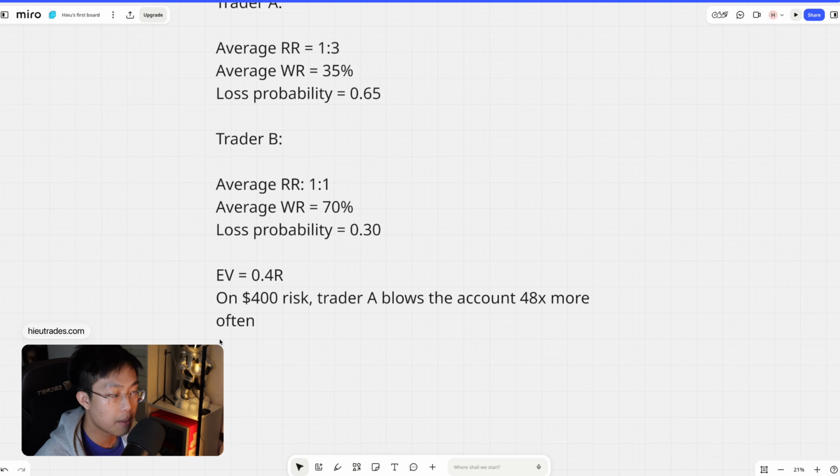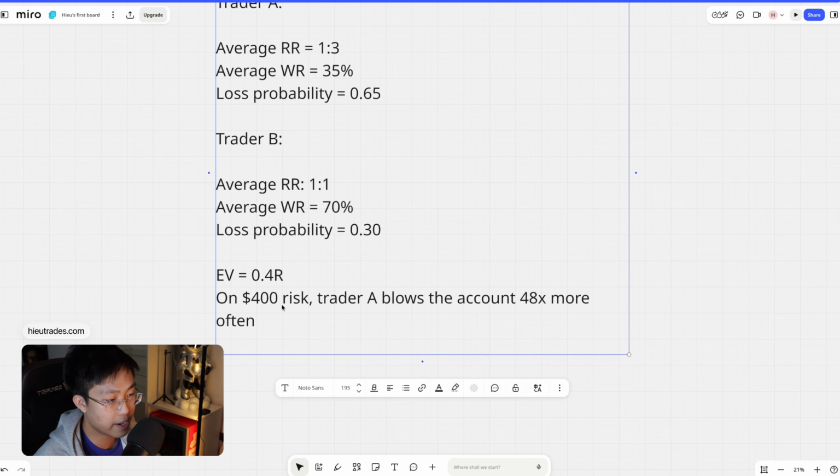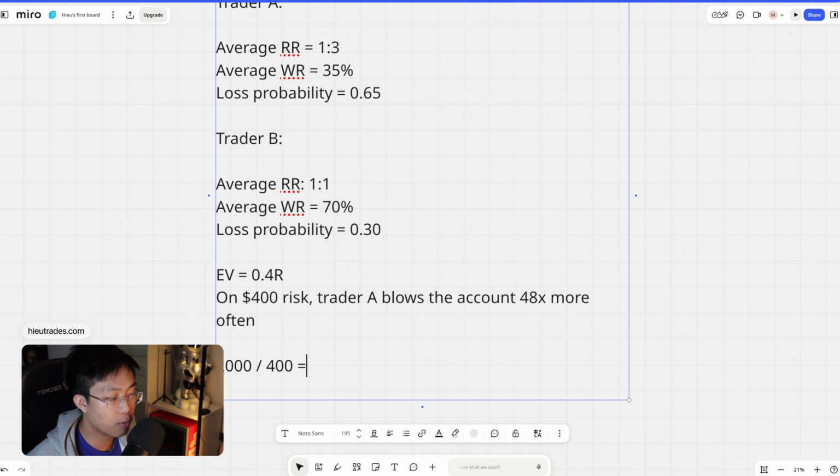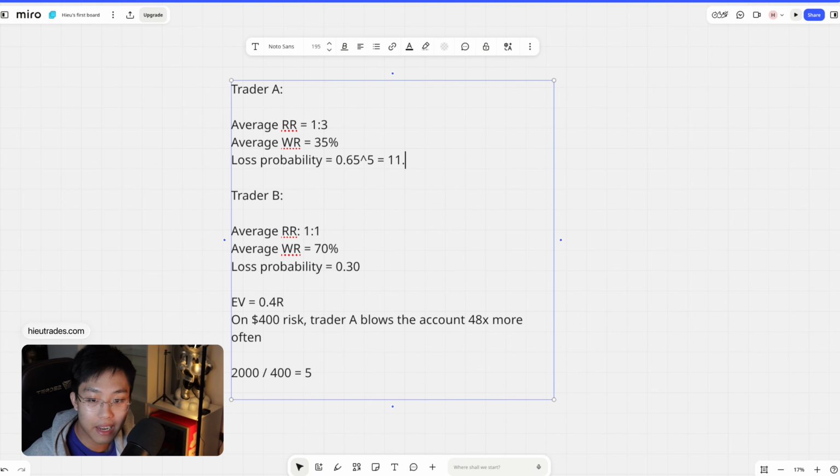How did I get this figure? Because on $400 worth of risk, the maximum loss limit is 2,000, right? So 2,000 divided by 400 is 5. And when you do the loss probability of this, so 0.65 to the power of 5, you're going to end up with 11.6%, right? Whereas the loss probability of Trader B, when you do 0.3 to the power of 5, you are going to get 0.24%. And when you divide this figure by this figure, it's going to give you 48.